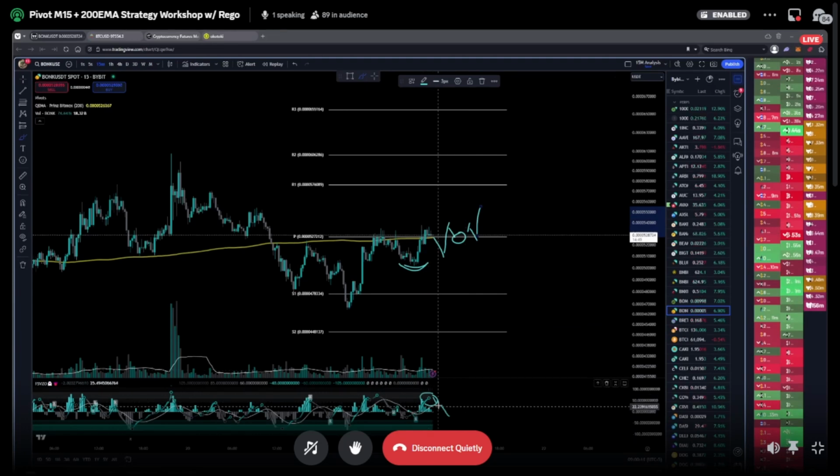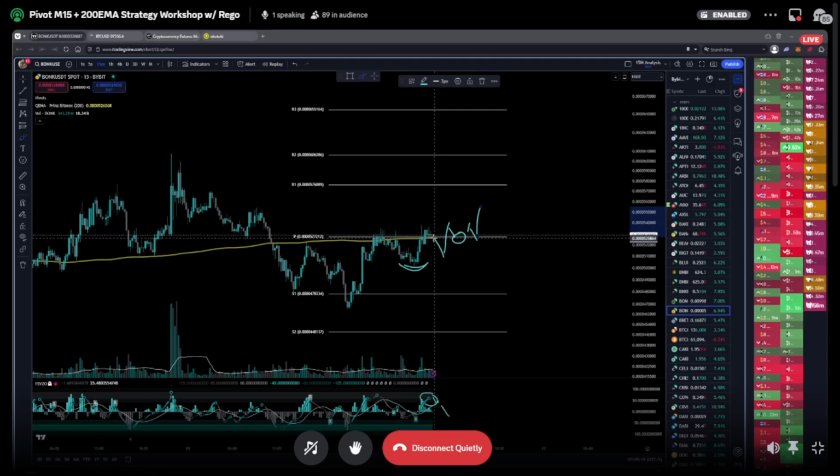Problem is, this oscillator is heightening at an area I need to be defended. And if sellers have momentum here, it's very, very easily that they could push this back down. Do you guys understand?